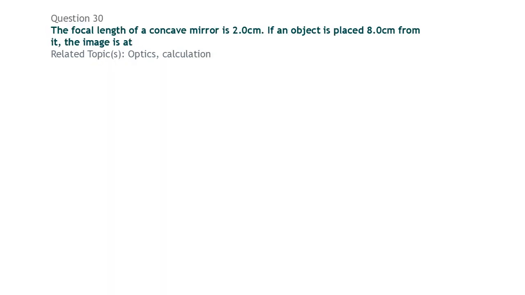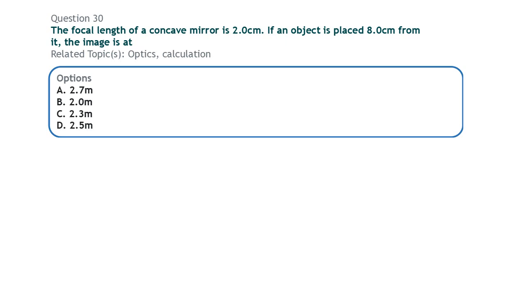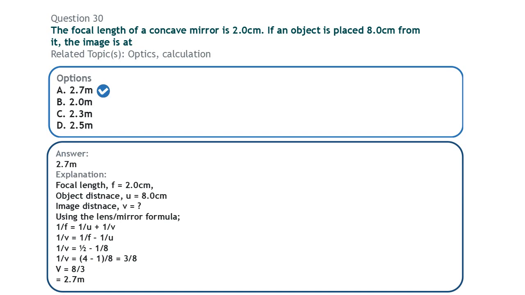Next, also on optics, the focal length of a concave mirror is 2.0 centimeter. If an object is placed 8 centimeter from it, the image is at. Alright, so here we have the focal length as 2.0 centimeter. The distance of the object from that concave mirror is 8.0 centimeter. So we want to calculate the image distance. To do that, we are going to use what we call the lens or mirror formula. That is 1 over f, the focal length, is equal to 1 over u plus 1 over v.